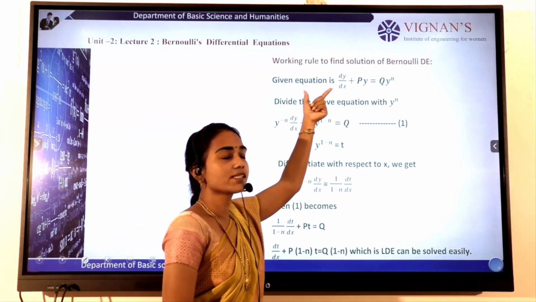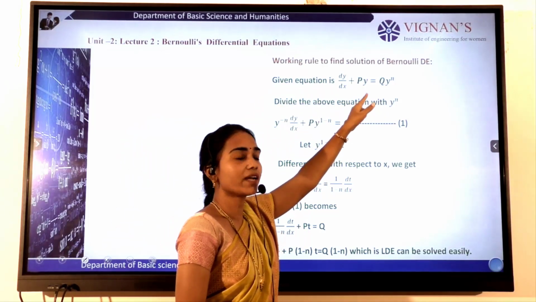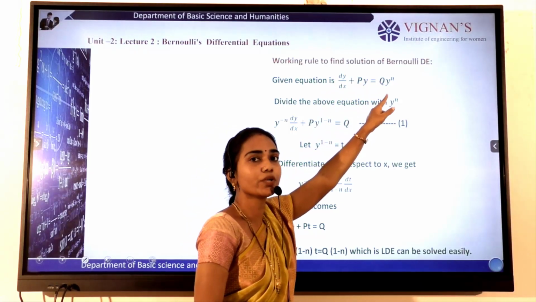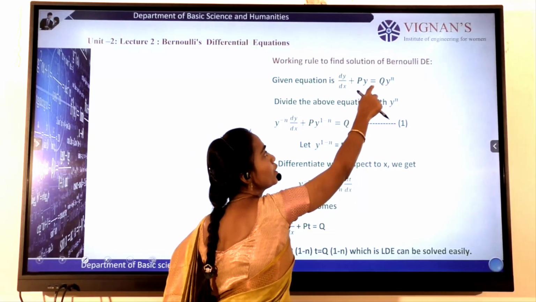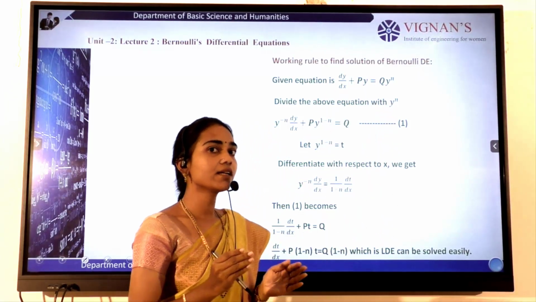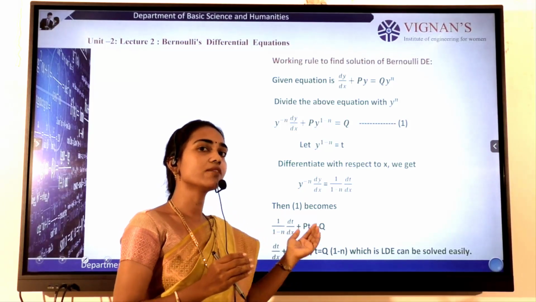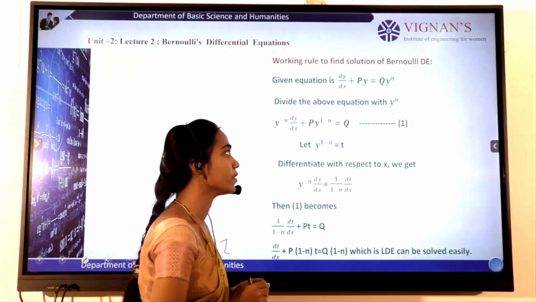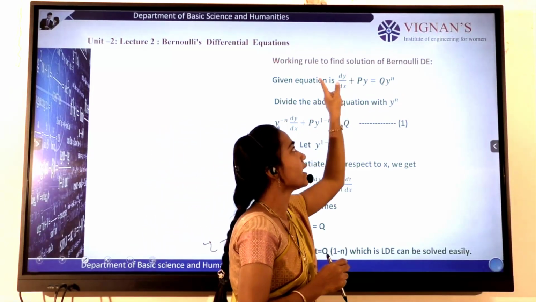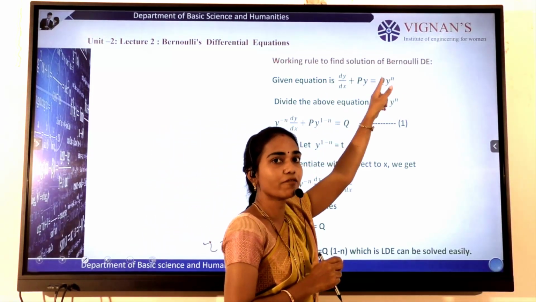We already discussed this is the general form of Bernoulli's equation: dy by dx plus p into y is equal to q into y power n, where p and q both are functions of x, and y power n is the extra term that we need to eliminate to convert this equation into a linear equation. For that, what we have to do? We have to divide this entire equation by this extra term y power n.